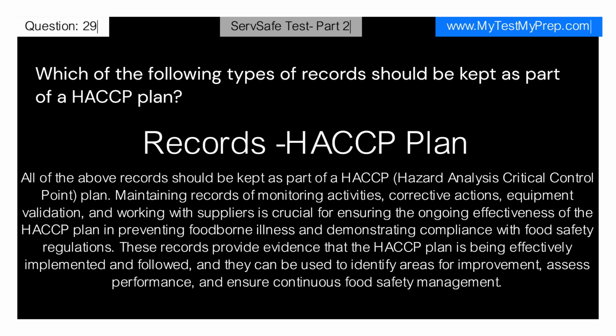Maintaining records of monitoring activities, corrective actions, equipment validation, and working with suppliers is crucial for ensuring the ongoing effectiveness of the HACCP plan in preventing foodborne illness and demonstrating compliance with food safety regulations. These records provide evidence that the HACCP plan is being effectively implemented and followed, and they can be used to identify areas for improvement, assess performance, and ensure continuous food safety management.